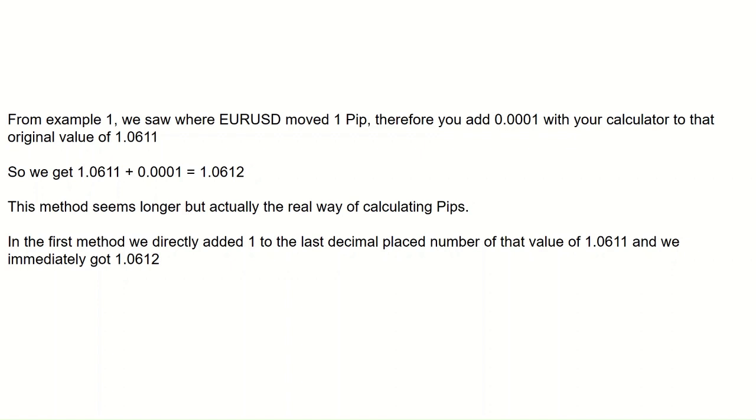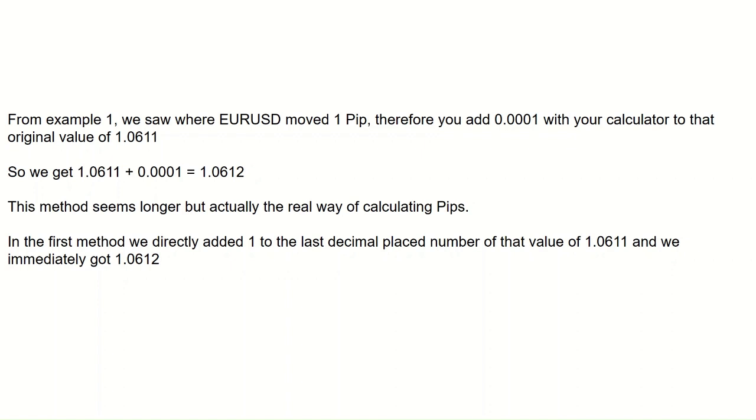Let me recap. I already told you that for most pairs, we calculate them from the fourth decimal number. So if a pair moves by 1 pip, then it moves 0.0001. If you look at the 1, it is at the fourth decimal place. It means for every movement of all the currency pairs, they move by 0.0001. I hope you are getting it. Now, if they tell you that a particular pair makes a 1 pip movement, then we are going to add 0.0001 to that particular current market price.